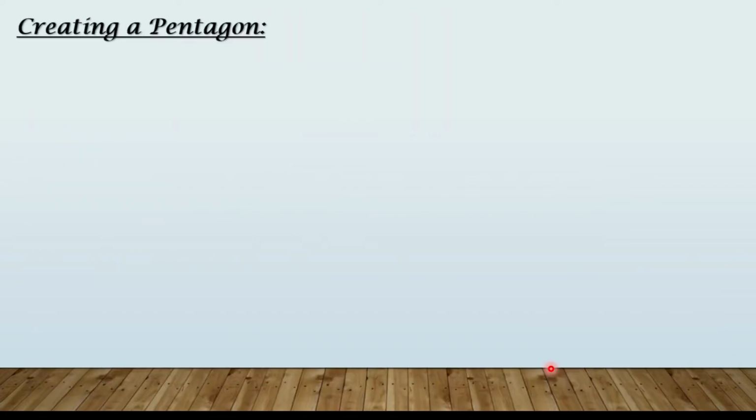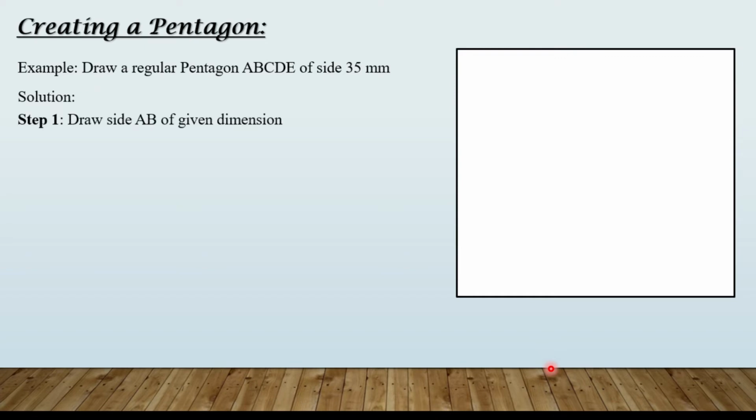Now let us create a regular pentagon. Example, draw a regular pentagon ABCDE of side 35 mm. I have taken here a dimension so you can practice. Solution. Draw side AB of the given dimension.